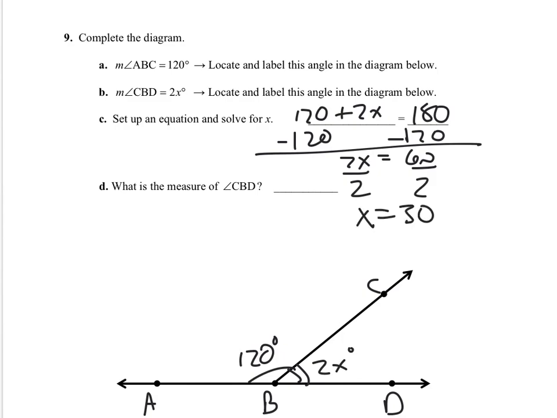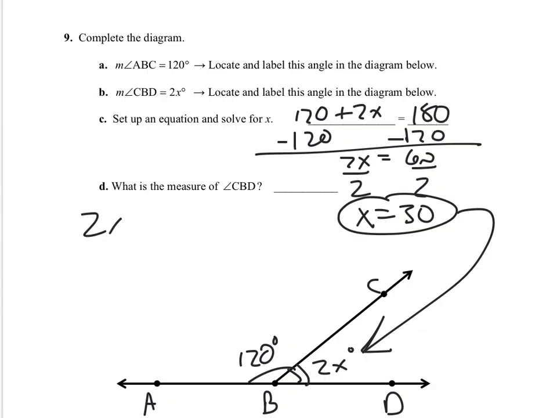Now, it's not 30 degrees, it's 30. So it says, what is the measurement of angle CBD? To find the measurement for angle CBD, I have to take the value of 30 and plug it back into that expression. So for part D, let's start off with that expression, 2x. I know that x equals 30, so I'm going to substitute in 30 for x. So it's going to be equal to 2 times 30. 2 times 30 is 60. And that is 60 degrees.